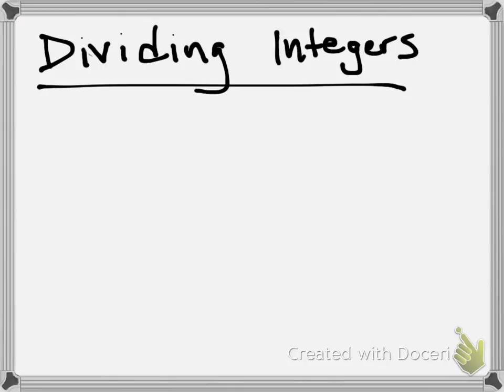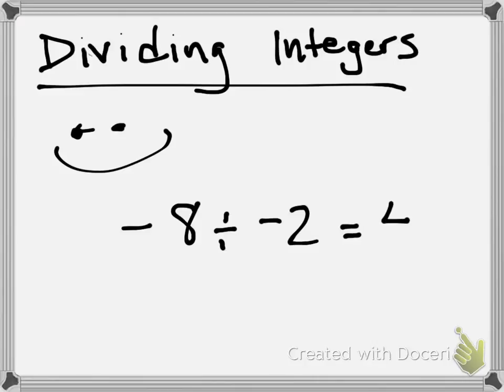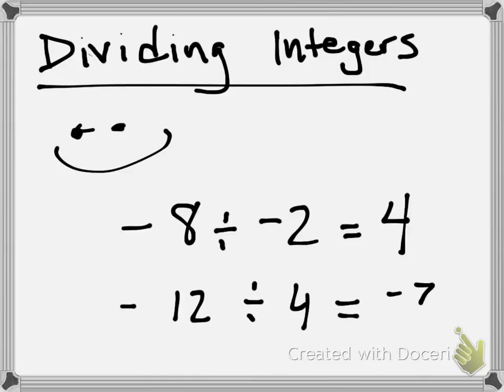Okay, lastly, dividing integers. Here's the good news. It's exactly the same. Doesn't that make you happy? The rules are exactly the same. When the signs are the same, the answer is positive. When the signs are different, the answer is negative. So really, there's nothing new to learn. So if I had negative 8 divided by negative 2, my signs are the same. The answer will be positive. If I had negative 12 divided by positive 4, the signs are different, so my answer will be negative.